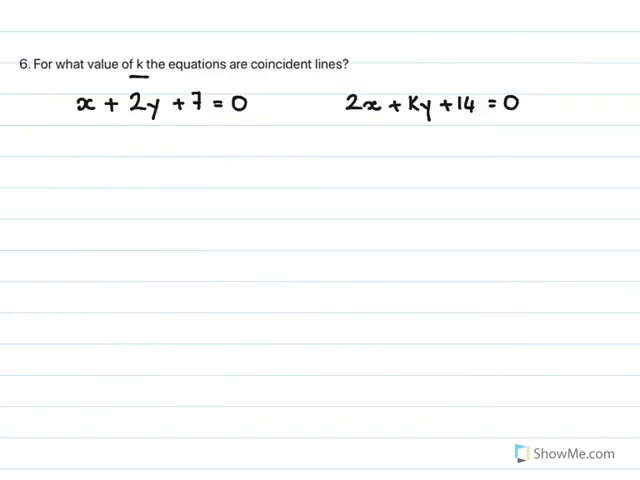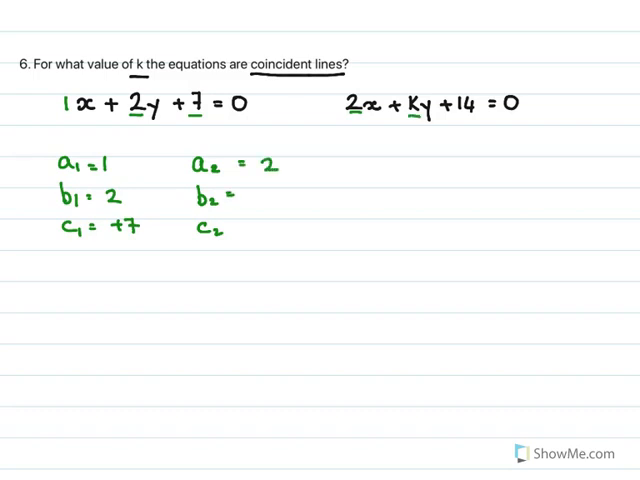For what value of k are the equations coincident lines? So back again here we need to find what is our a1, b1, and so on. So a1 here will be 1, b1 will be 2, c1 is 7, a2 will be 2, b2 is the coefficient of y, that is k, and c2 is 14. Now the lines are coincident. Coincident means they fall one over the other, or the lines have infinite solutions.